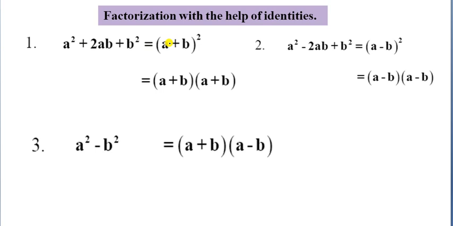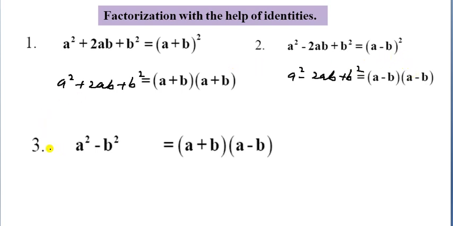Now let us see factorization with the help of identities. So what are the identities? The first is a square plus 2ab plus b square, which is a plus b and a plus b, because it is a plus b whole square. The second one is a square minus 2ab plus b square. So its factors are a minus b and a minus b, that means it is a minus b whole square.